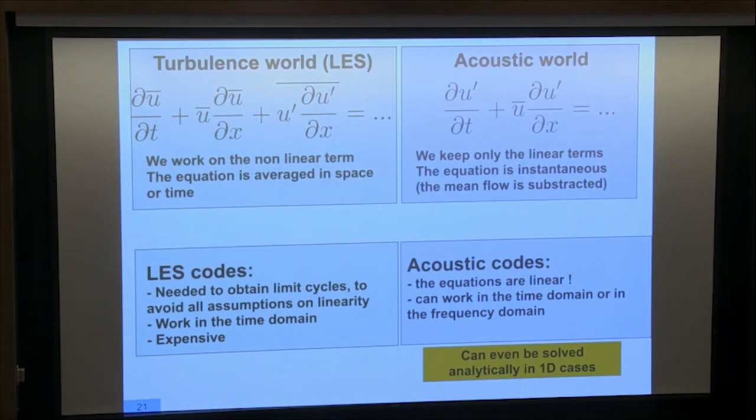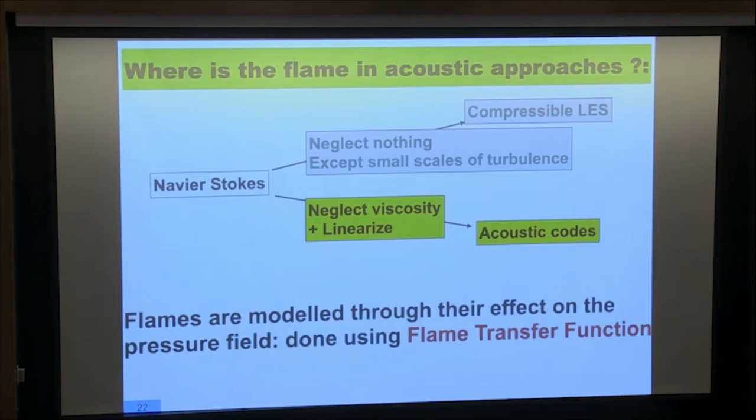So usually we do that in what we call the frequency domain. Because the equations are linear, we say, suppose everything is oscillating like sine omega t, what should omega be? And then the code will tell you omega equals 2056 hertz. And this is the type of method that you will find in almost all companies which have to deal with combustion instabilities.